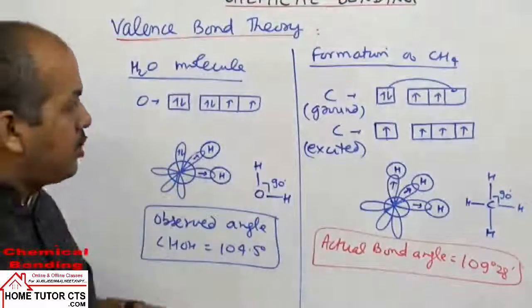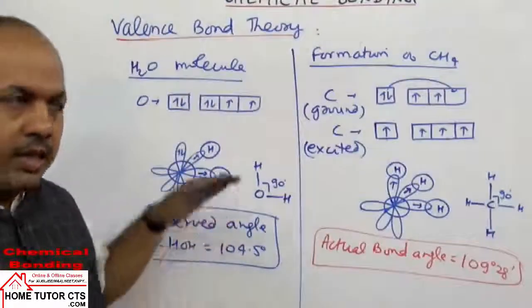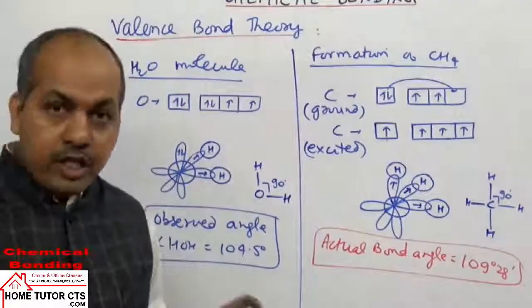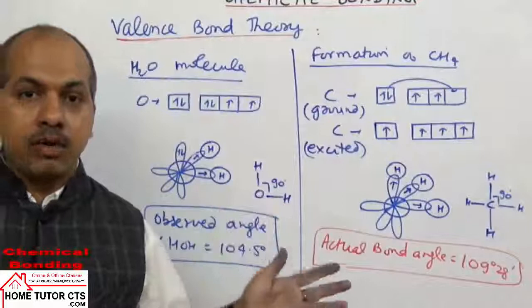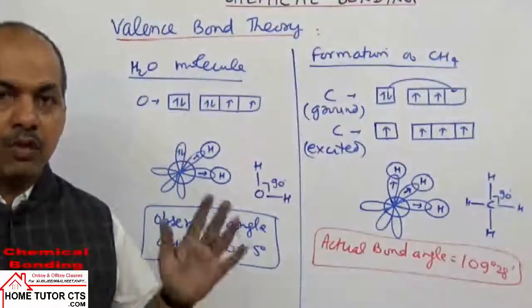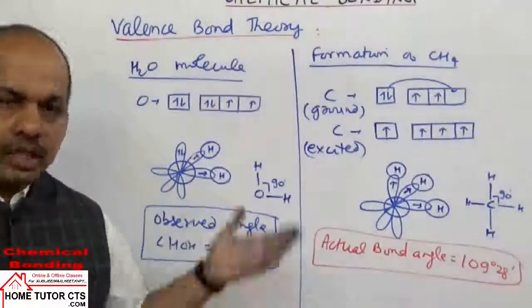Now before we take hybridization, we can take brief differences between sigma and pi bonds. Then we start the hybridization concept. Actually in exam, questions come on finding the number of sigma bonds and pi bonds in a molecule, calculation of the number of sigma bonds and pi bonds in a molecule. Okay, so that point we discuss now.